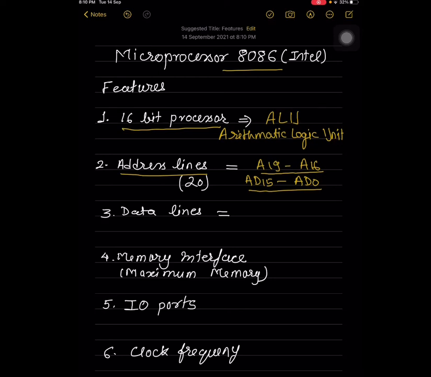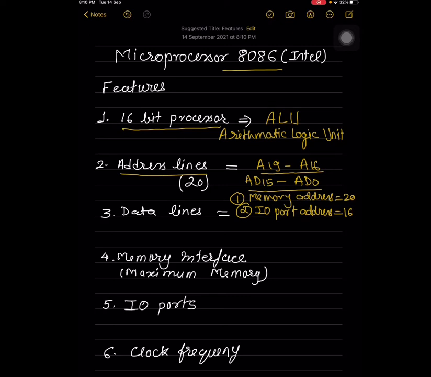The microprocessor has 20 address lines, but over these address lines it transfers the address in two formats. The first format represents the memory address, which is always 20 bits, and the second format represents the IO port address, which is 16 bits. So over these 20 address lines, the microprocessor transfers either the memory address, which is 20 bits, or the IO port address, which is 16 bits.